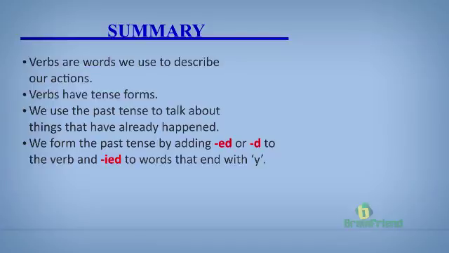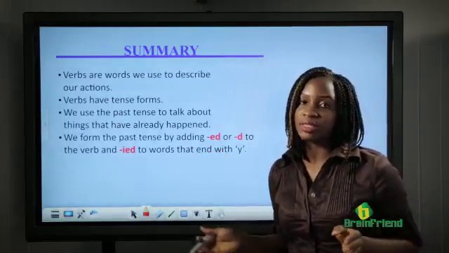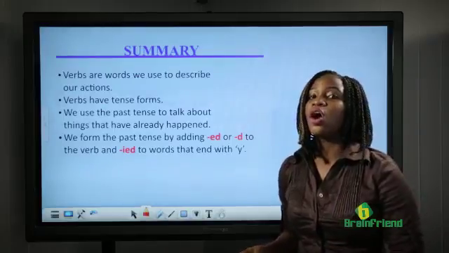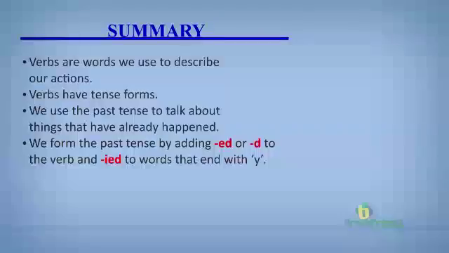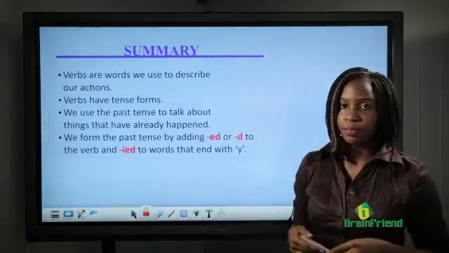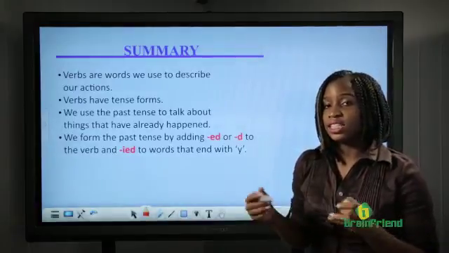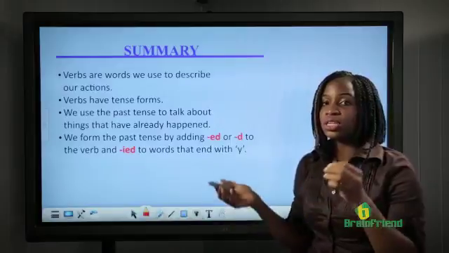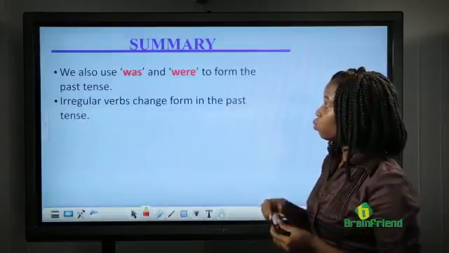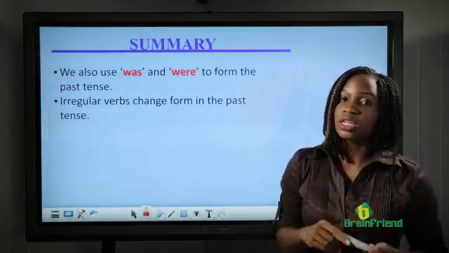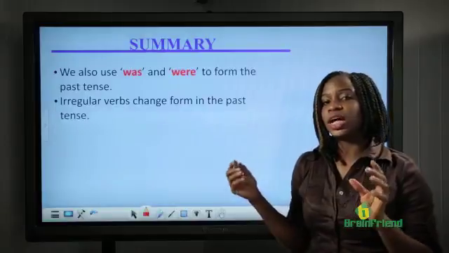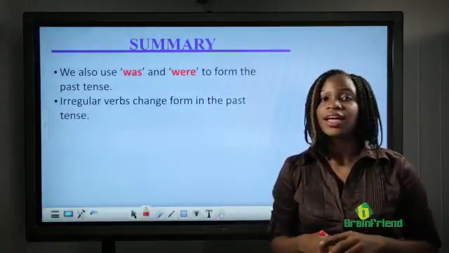We also said verbs have tense forms which help us to show the different times that we carry out different actions. We also learned that we use the past tense to talk about things that have already happened in the past. And we form the past tense by adding ed or d to the verb. We also learned that we use ied for words that end with y but have a consonant before the letter y. And we also learned that we use the words was and were to form the past tense. The words was and were are the past tense form of the verb to be. And we also learned about those irregular verbs that totally change form in the past tense.